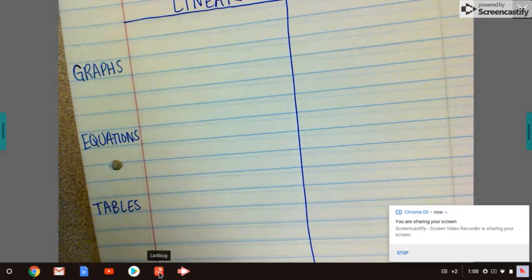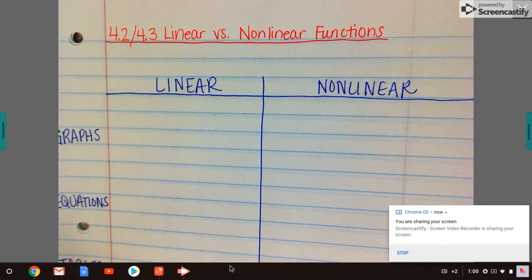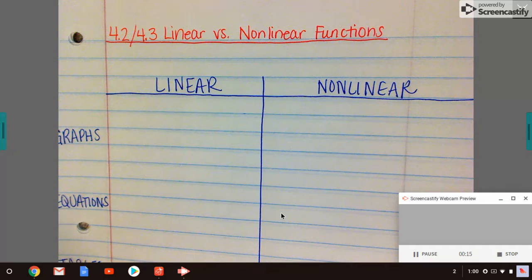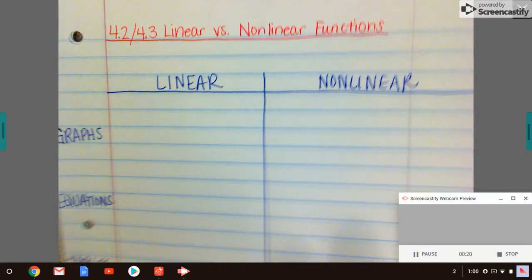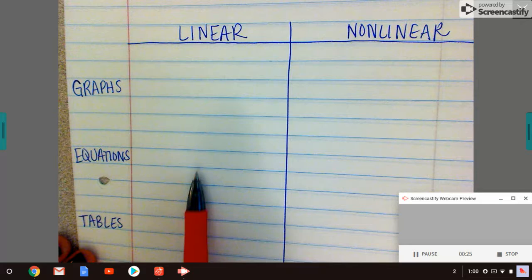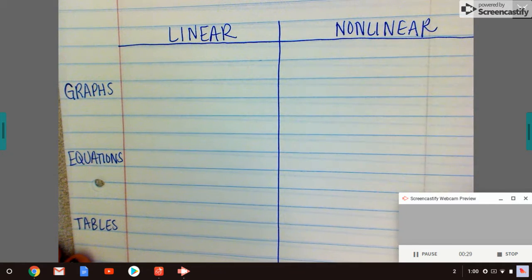We're going to work through our notes on 4.1 and 4.2, linear versus nonlinear functions. 4.2 is about linear functions and the patterns that happen there, and 4.3 is about nonlinear functions and the patterns that happen there. So we're going to look at both of them together on the same notes. We'll get a t-chart going here. We're going to first look at what the graphs look like for linear and nonlinear, what the equations look like for each, and what the tables look like for each. So that's the game plan here.